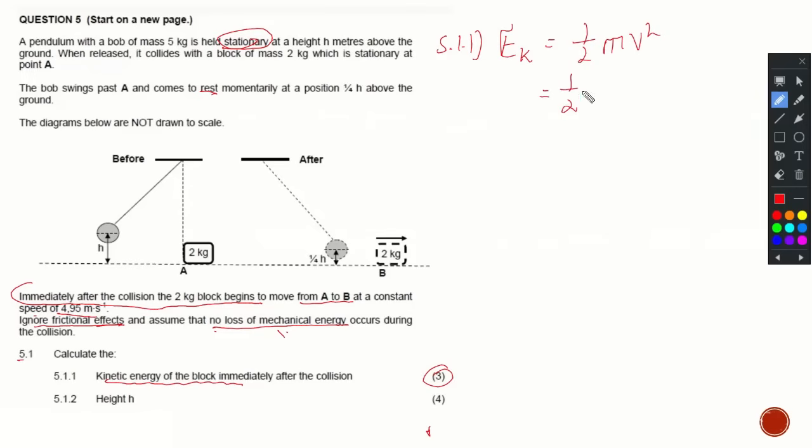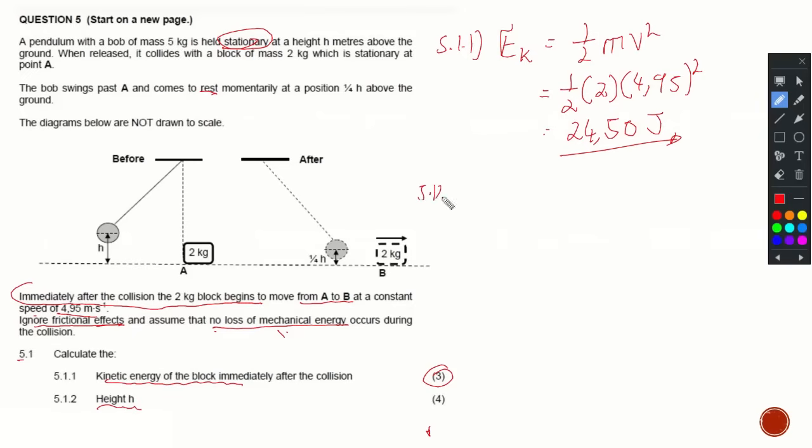And to top it all, it's a 3-mark question, meaning it's formula, substitution into the formula and the correct answer. So we have half, and then this is 2 kg, multiplied by v, which is 4.95 meters per second. Punch all of that into your calculator: half, multiplied by 2, multiplied by 4.95 squared. So this is going to give us 24.5025. So let's just say 24.50, rounded off to 2 decimal places.